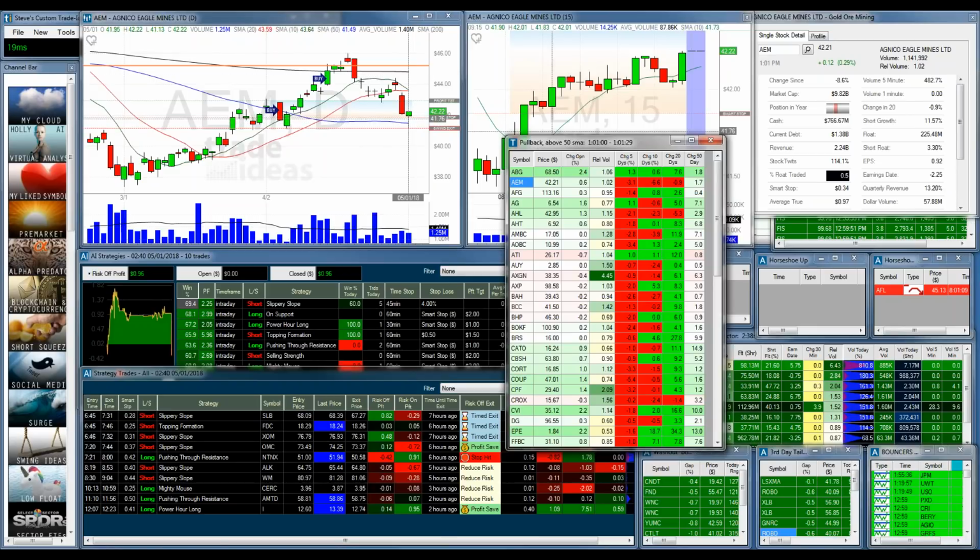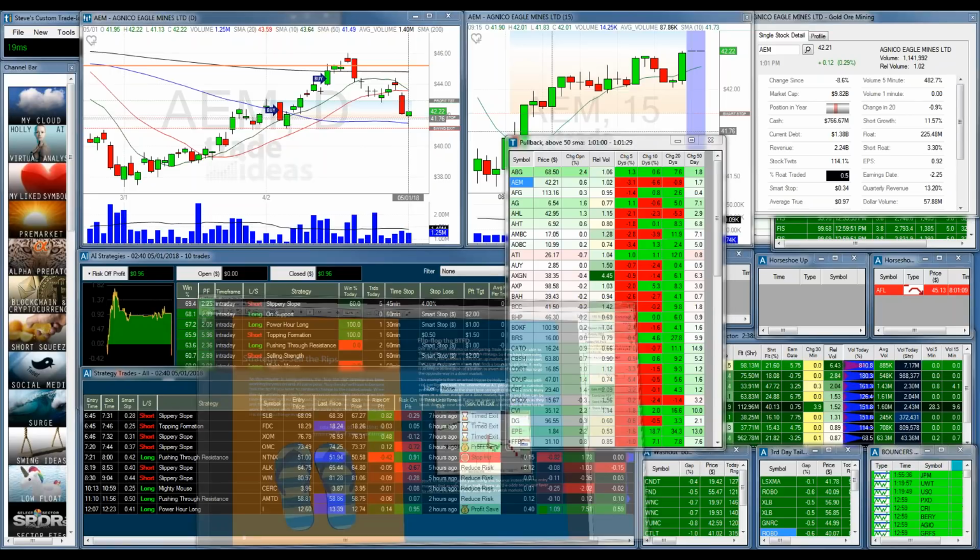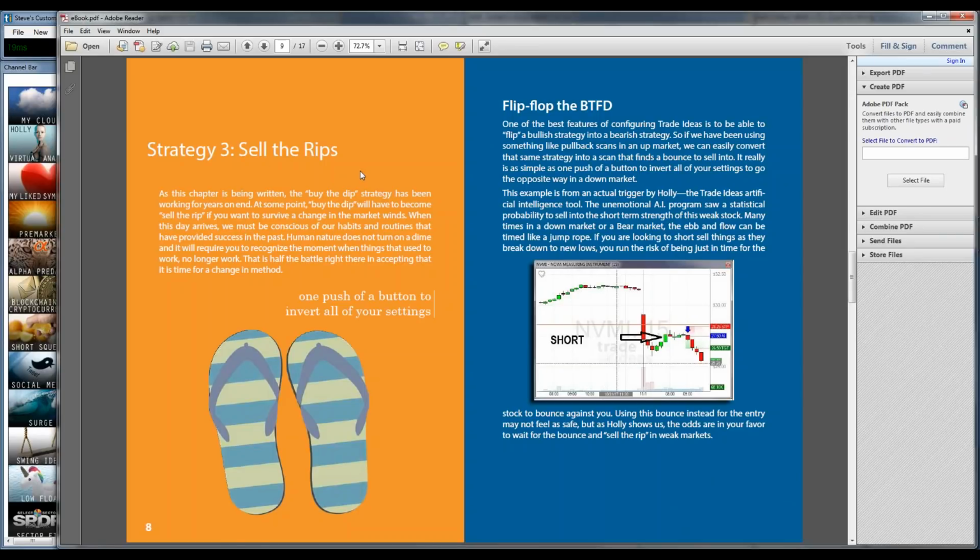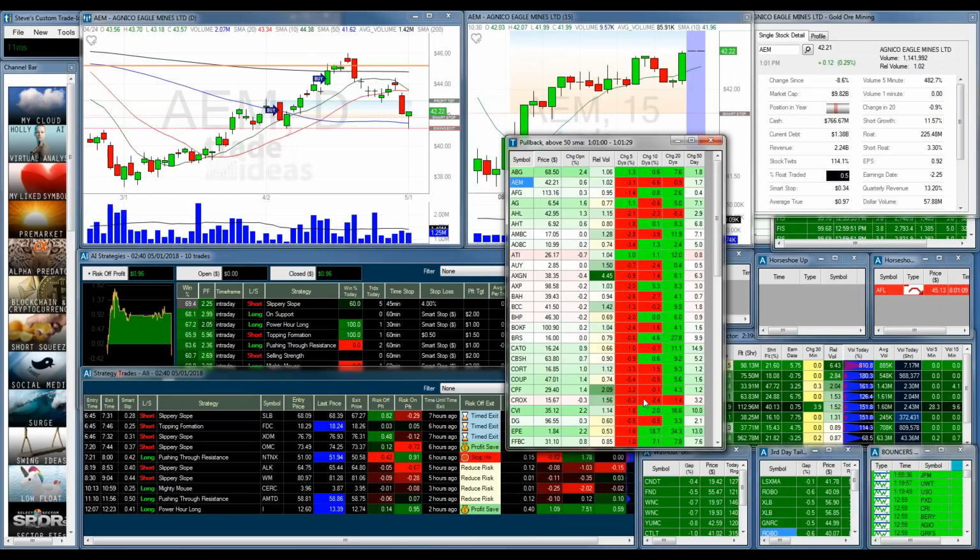If the market does change and this book does come to fruition, to where selling the rips becomes the order of the day instead of buying the dips, these are the kind of setups we're going to be looking for on a daily chart. So if it comes to that, guys, I want to show you how easy it is for Trade Ideas users to flip the technology and the platform to help you flip your mind.